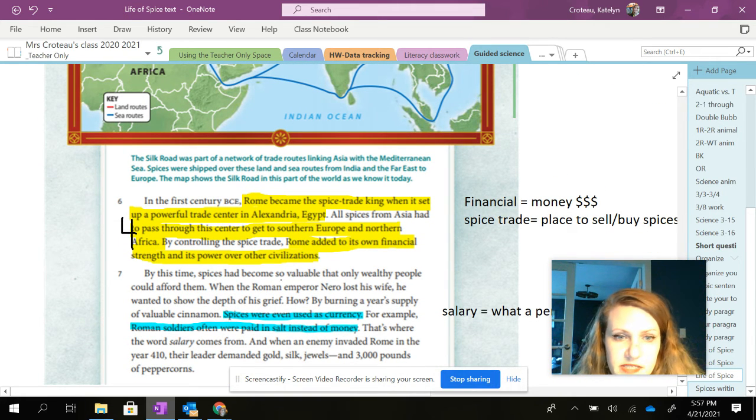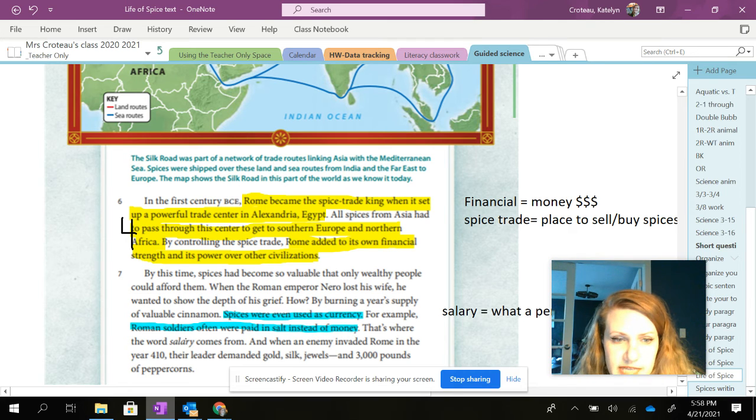By this time, spices had become so valuable that only the wealthy people could afford them. When the Roman Emperor Nero lost his wife, he wanted to show the depth of his grief. How? By burning a year's supply of valuable cinnamon. Spices were even used as currency. So instead of getting paid money, they were often just using spice. For example, Roman soldiers were often paid in salt instead of money.